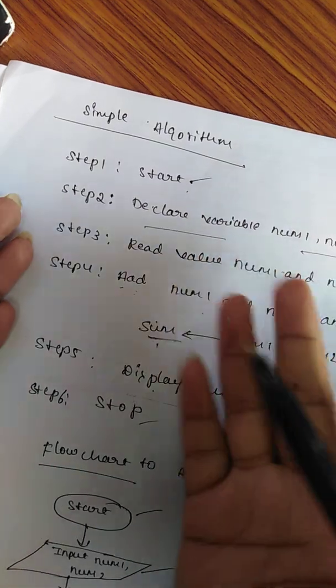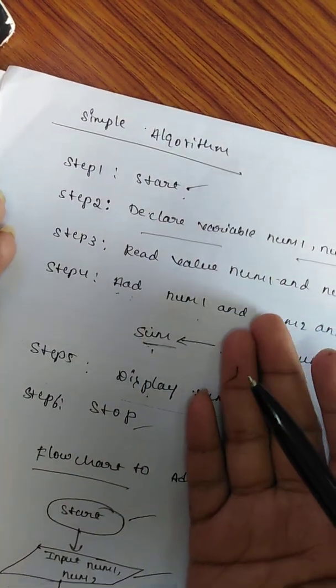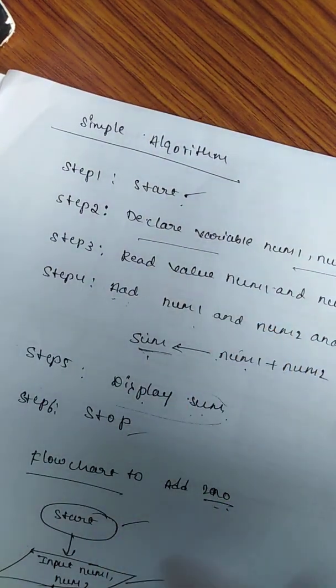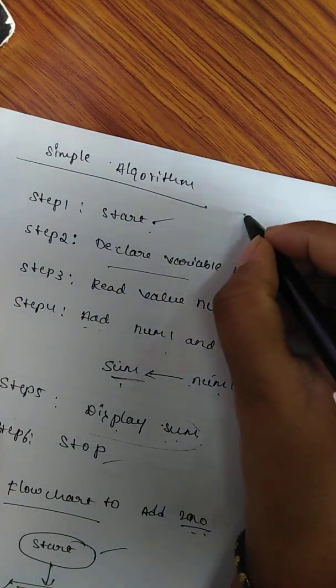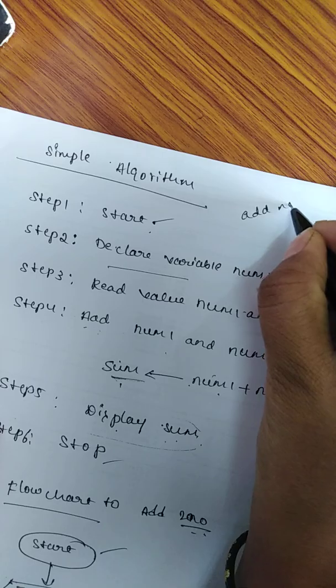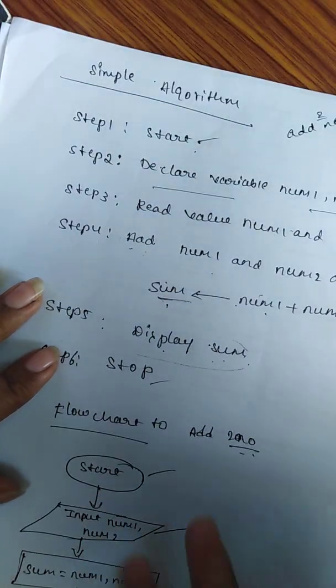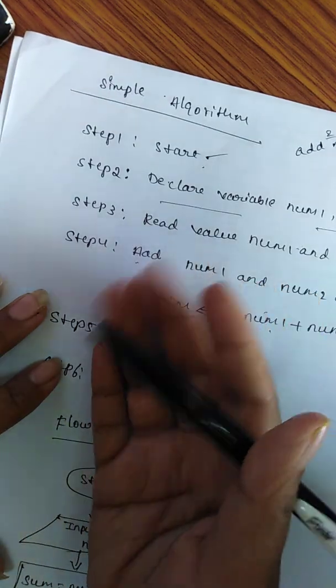This is how we represent the algorithm and how we represent the flowchart in your program. This is the addition of two numbers. This is also the addition of two numbers as a flowchart. This is the algorithm.